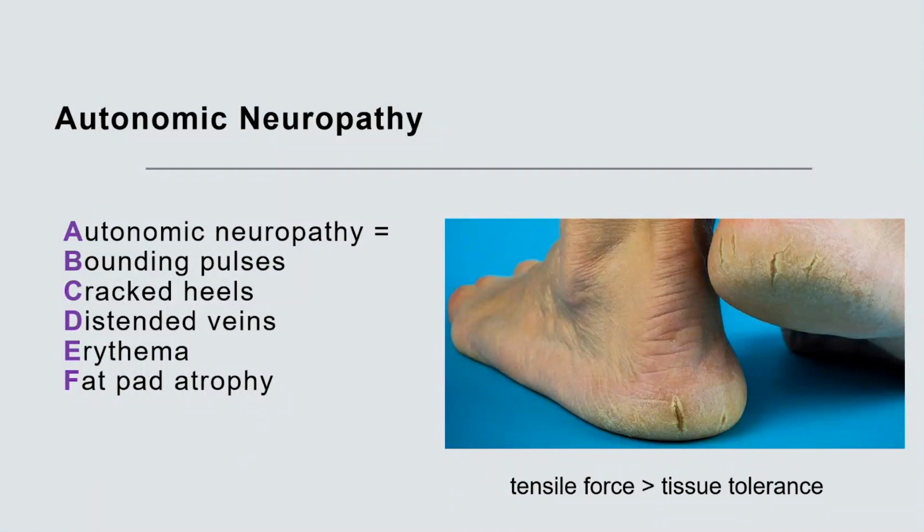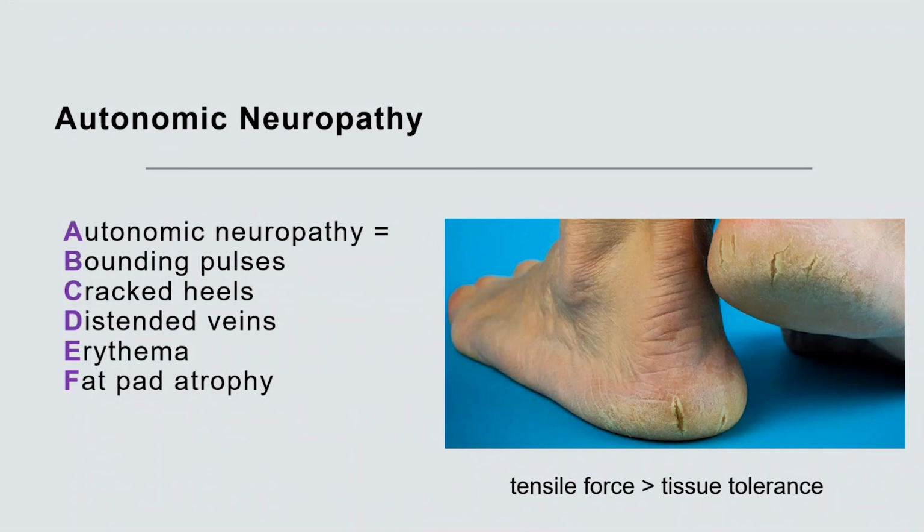I use an A, B, C, D, E, F mnemonic. I think this is quite useful. A for autonomic neuropathy, B, bounding pulses, C, cracked heels, D, distended veins, E, erythema or flushing, and F, fat pad atrophy. When somebody's autonomic nerves are not functioning so well, sometimes you can get shunting from the arterial to the venous tree, and it doesn't necessarily perfuse the skin in the way that we'd like. So that's why you can get these bounding pulses.